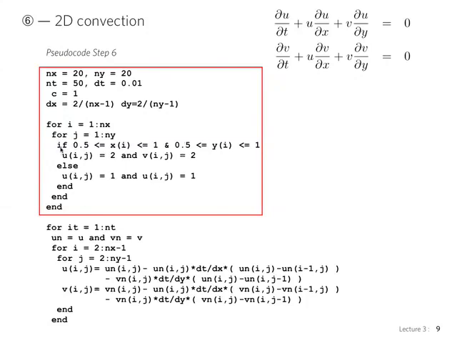So if uij is such that x is between 0 and 1 and y is between 0 and 1, then we fill it with a 2. Otherwise, we fill it with a 1. So this is a mistake right here. This should be a v. You can see that this should be a v.